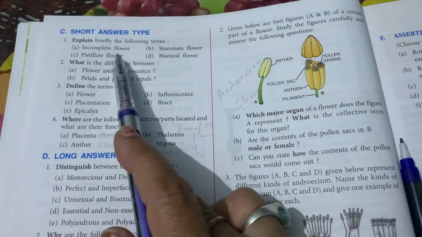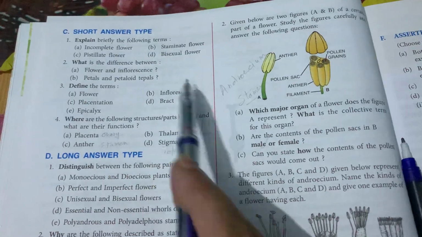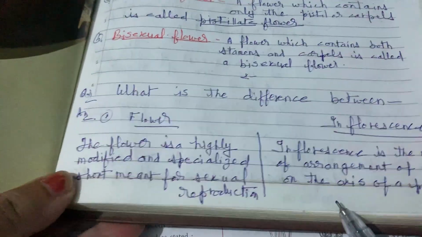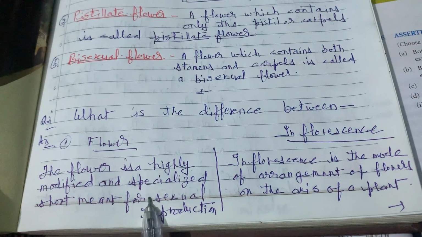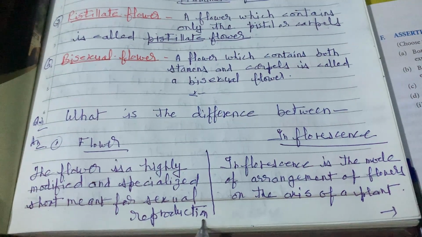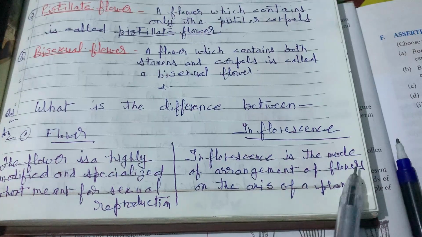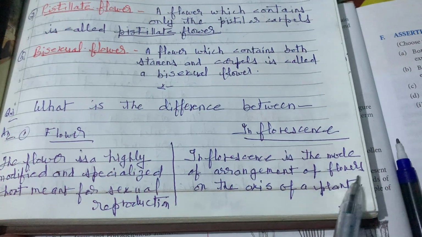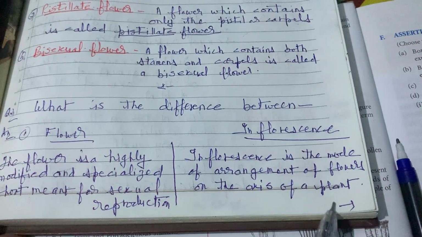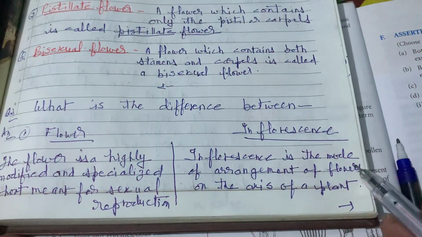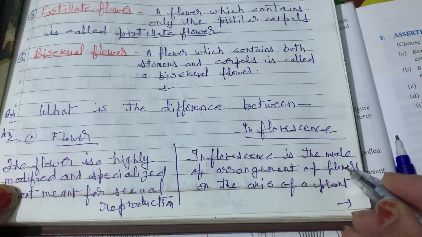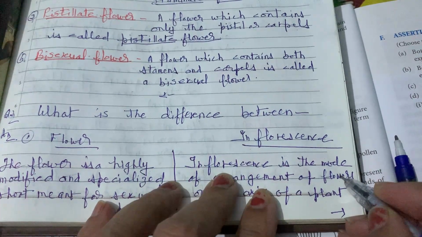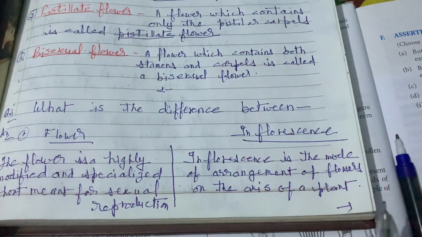So these are your terms. Now what is the difference between flower and inflorescence? Flower is a highly modified and specialized shoot meant for sexual reproduction. Inflorescence is the mode of arrangement of flowers on the axis of a plant. Arrangement of flowers on the axis of the plant.